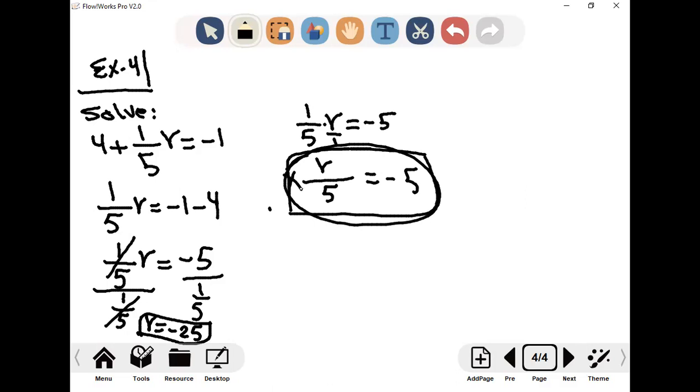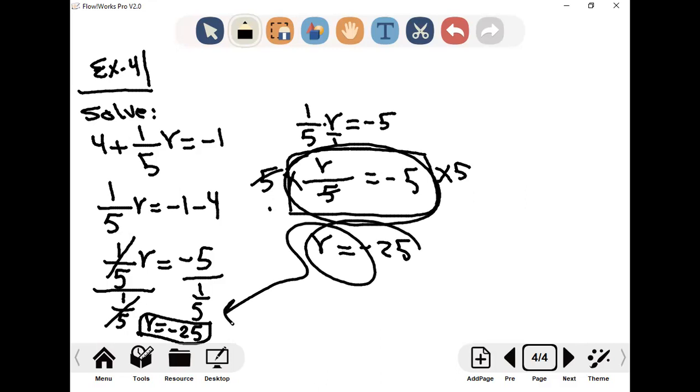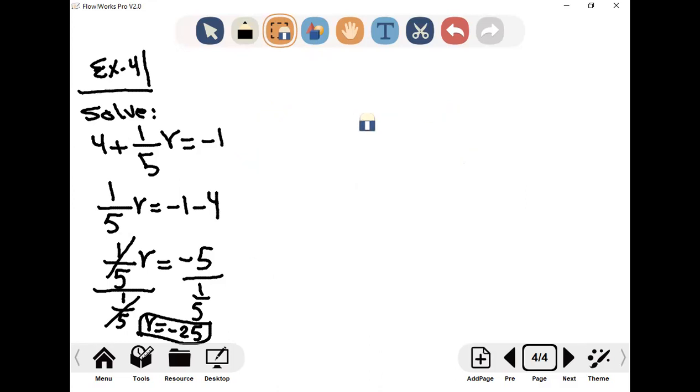So here I'll multiply both sides by what? By 5. So r will be what? -5 times 5, -25, which is what? The same answer. So it's up to you. You can do the first way by dividing normally, or the second way by 1 over 5 times r over 5, and multiply both sides. It's up to you. Done?